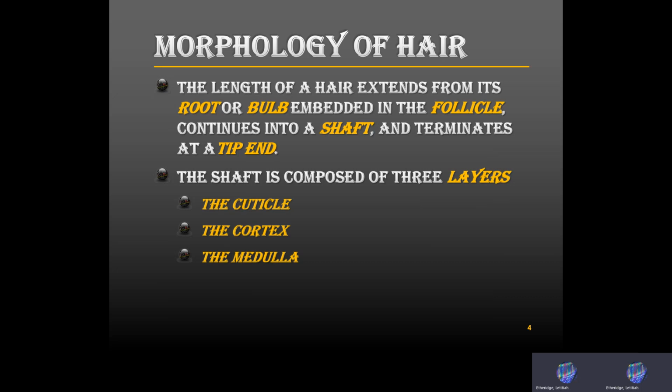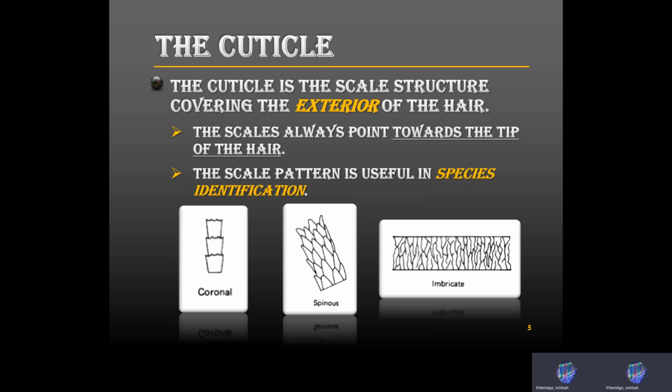The reason why that's important is because we're going to be talking about different types of morphology for each of those parts of the hair. The shaft is going to be composed of 3 different layers. The 3 layers are going to be the cuticle, the cortex, and the medulla. So let's start with the cuticle.